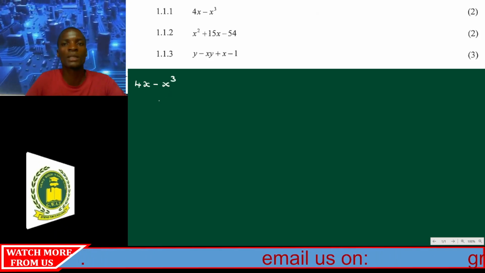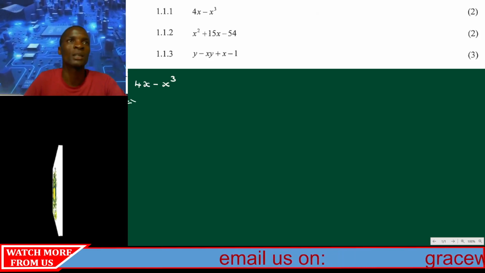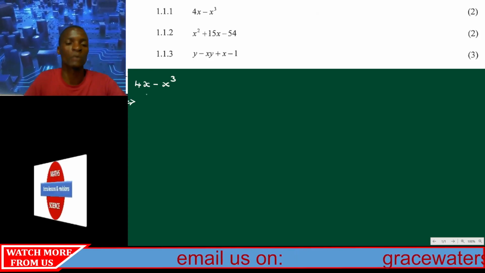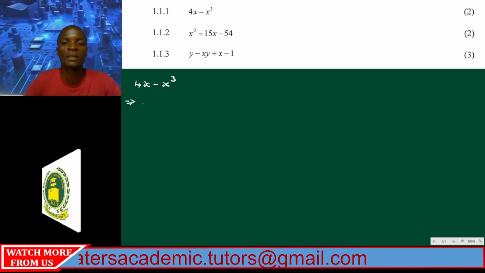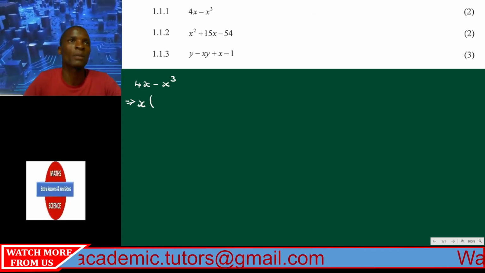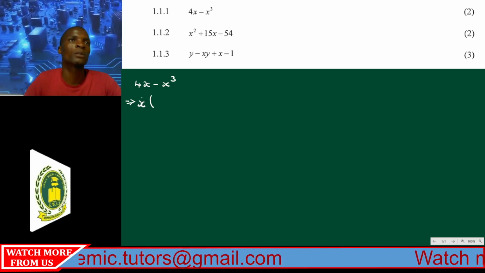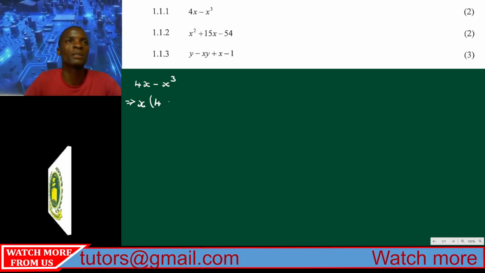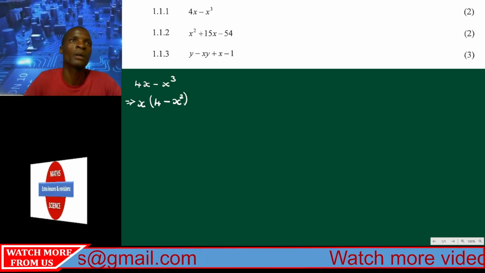Okay, so we need to look at how we factorize this. The first and foremost stage is to make sure that we take out what is common. So here the highest common factor that we have is x. We take out x and then we open our bracket. Then this x is going to divide everything on top. So x into 4x, we remain with a 4, and then x into minus x to the power 3, we remain with x to the power 2 being the answer.